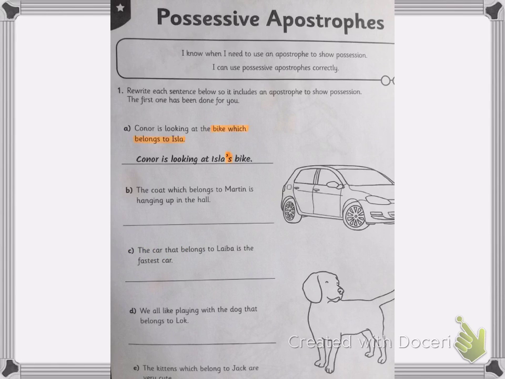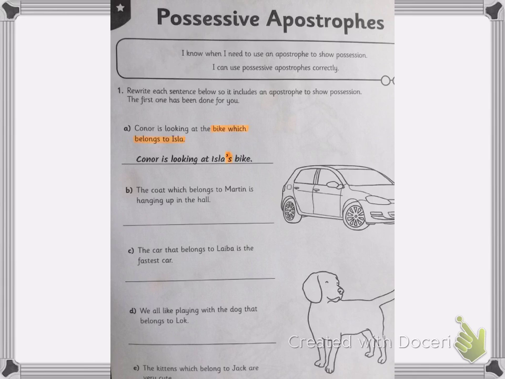Okay, so that's the first sheet you're going to have a little go at, and then the second sheet moves on to looking at sentences, but a very similar type of task. So you can see at the top it says, "I can use possessive apostrophes correctly. Rewrite each sentence below so it includes an apostrophe to show possession." The first one has been done for you. So let's look at the first one as our example, and then you can have a go at the other ones for homework. So A, Connor is looking at the bike which belongs to Isla. Now, I've got a couple of names here. So you first of all need to work out who does the bike belong to, and that's why I've highlighted bike which belongs to Isla.